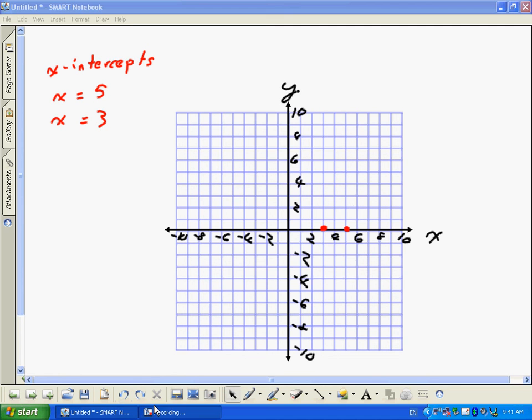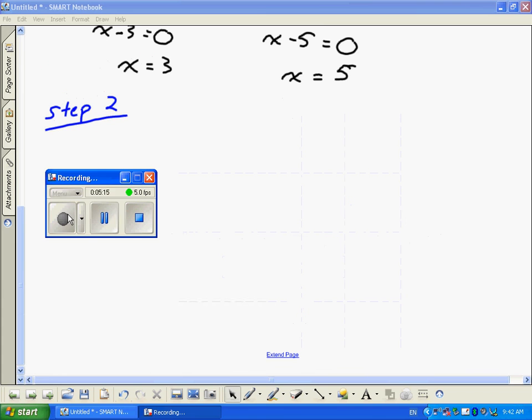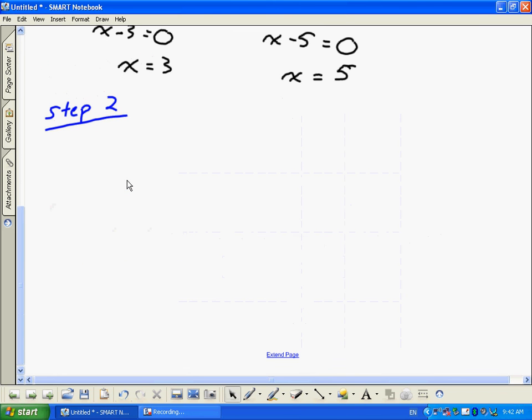Now I got to go over to the second step. Step 2, it says that we need to find the axis of symmetry. So axis of symmetry.